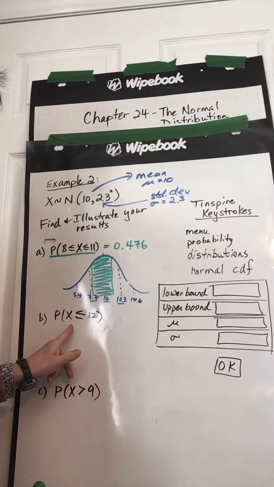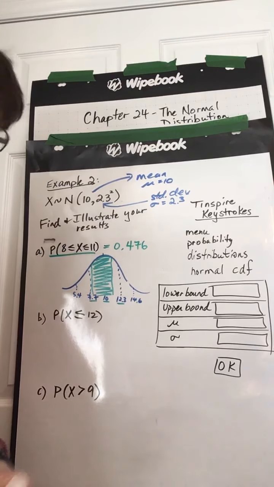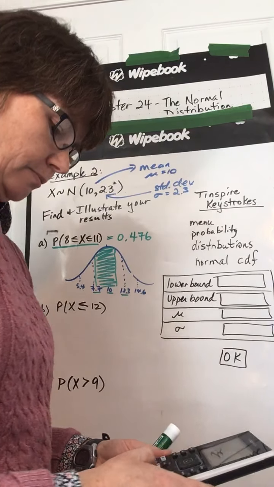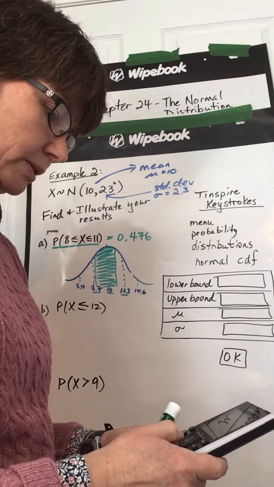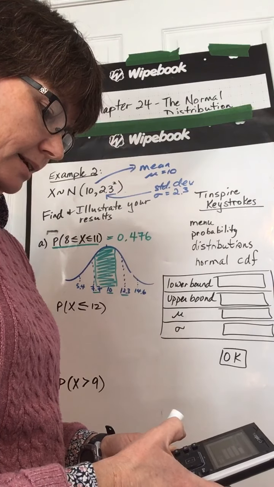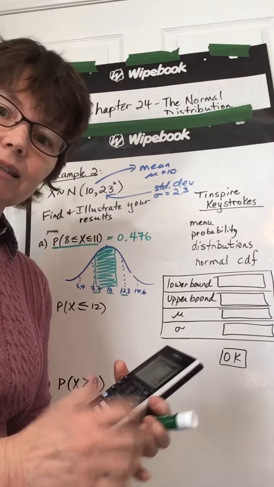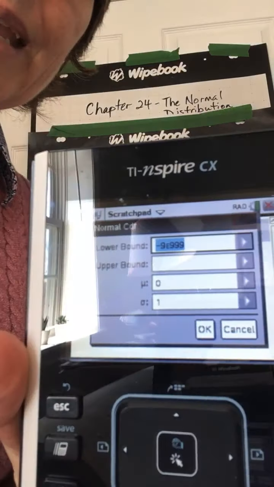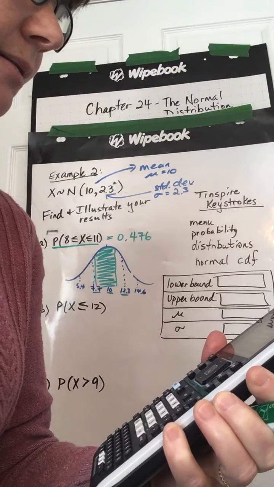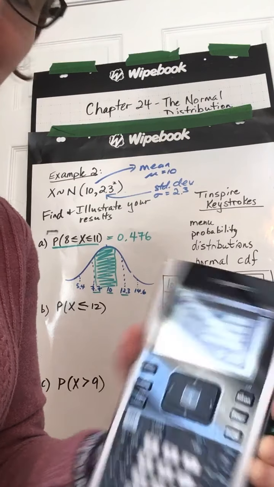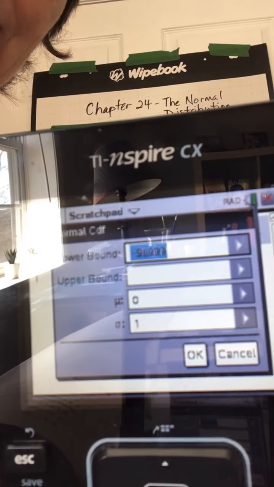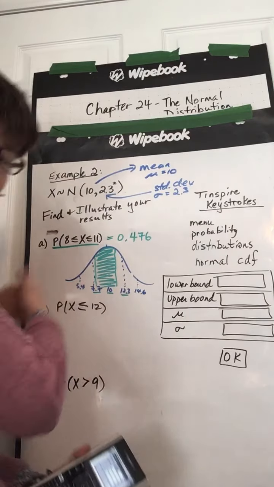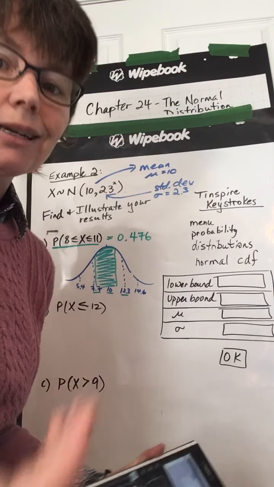Okay, next one. Probability that x is less than or equal to 12. So do these same keystrokes again. Menu, probability, distributions, normal CDF. Lower bound this time. Let's think about lower bound. You'll notice that already it's entered in here, negative 9E999. That actually means negative 9 times 10 to the exponent of 999. A really far negative number, so we're assuming basically negative infinity.